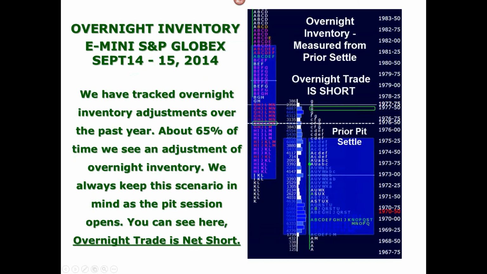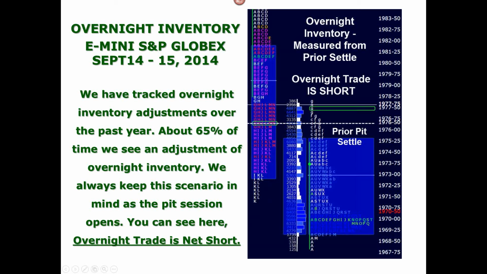The next slide shows overnight inventory. You will see the overnight trading, the high on Sunday night, was just one single tick above the rally high on Friday afternoon. So if we already had stops here, and that now also becomes the overnight high, what do you think has happened to stops now? Have they increased or have they decreased?